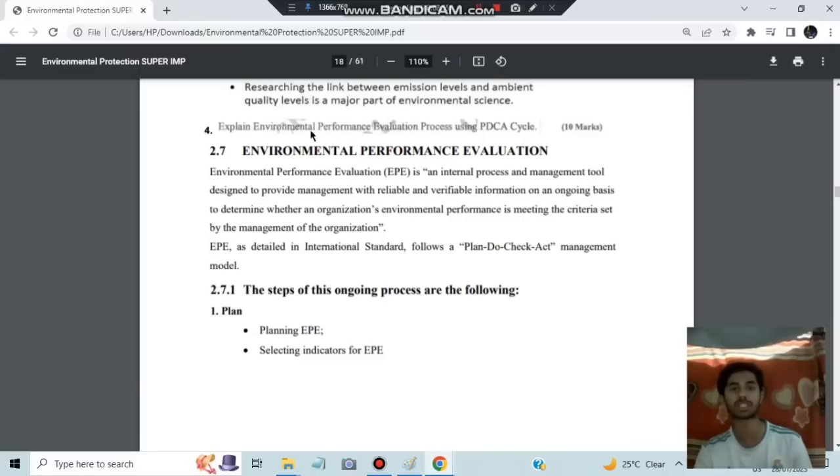What is PDCA? What is EPE? Let's have a look at that. Performance evaluation: how much performance is happening in the environment?